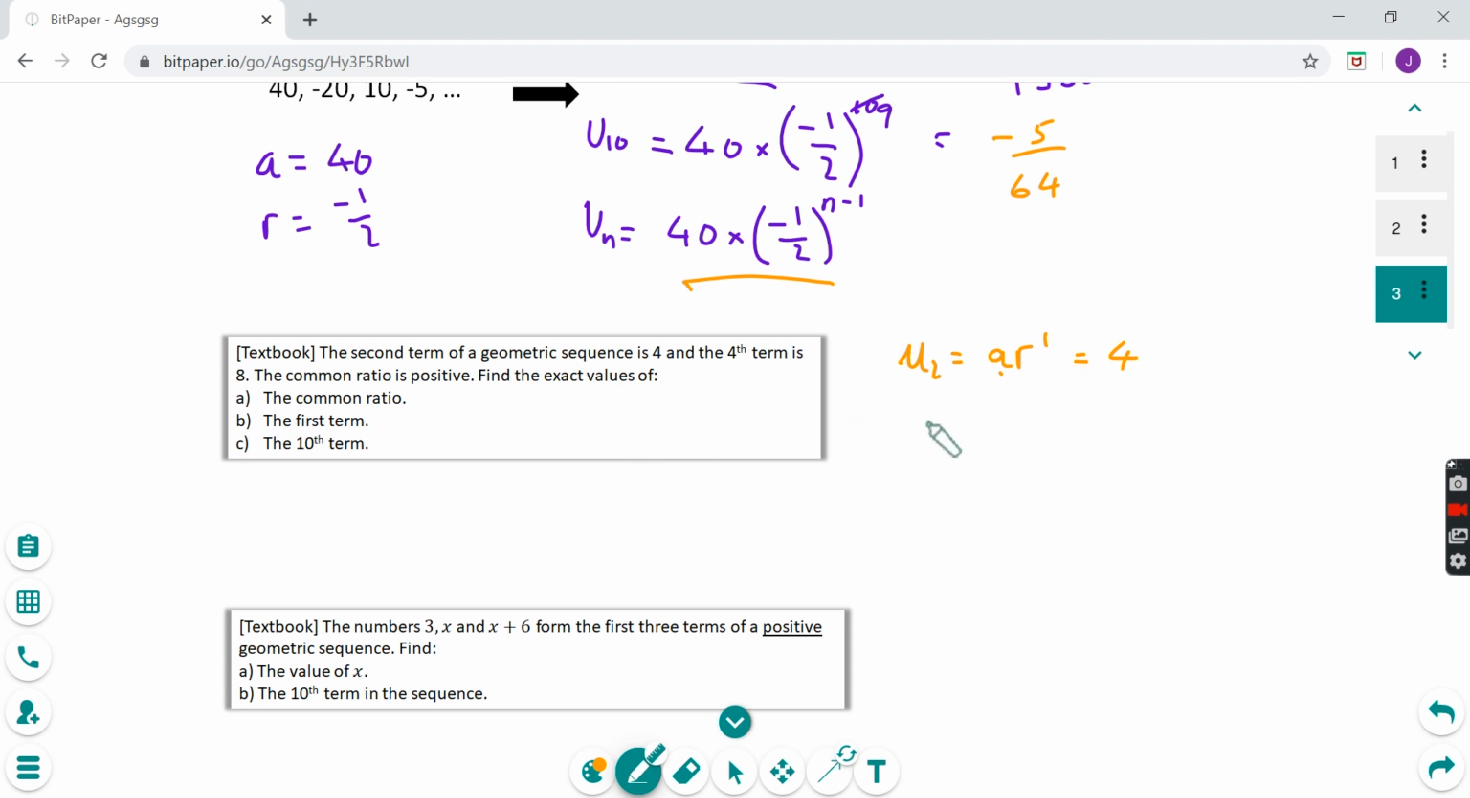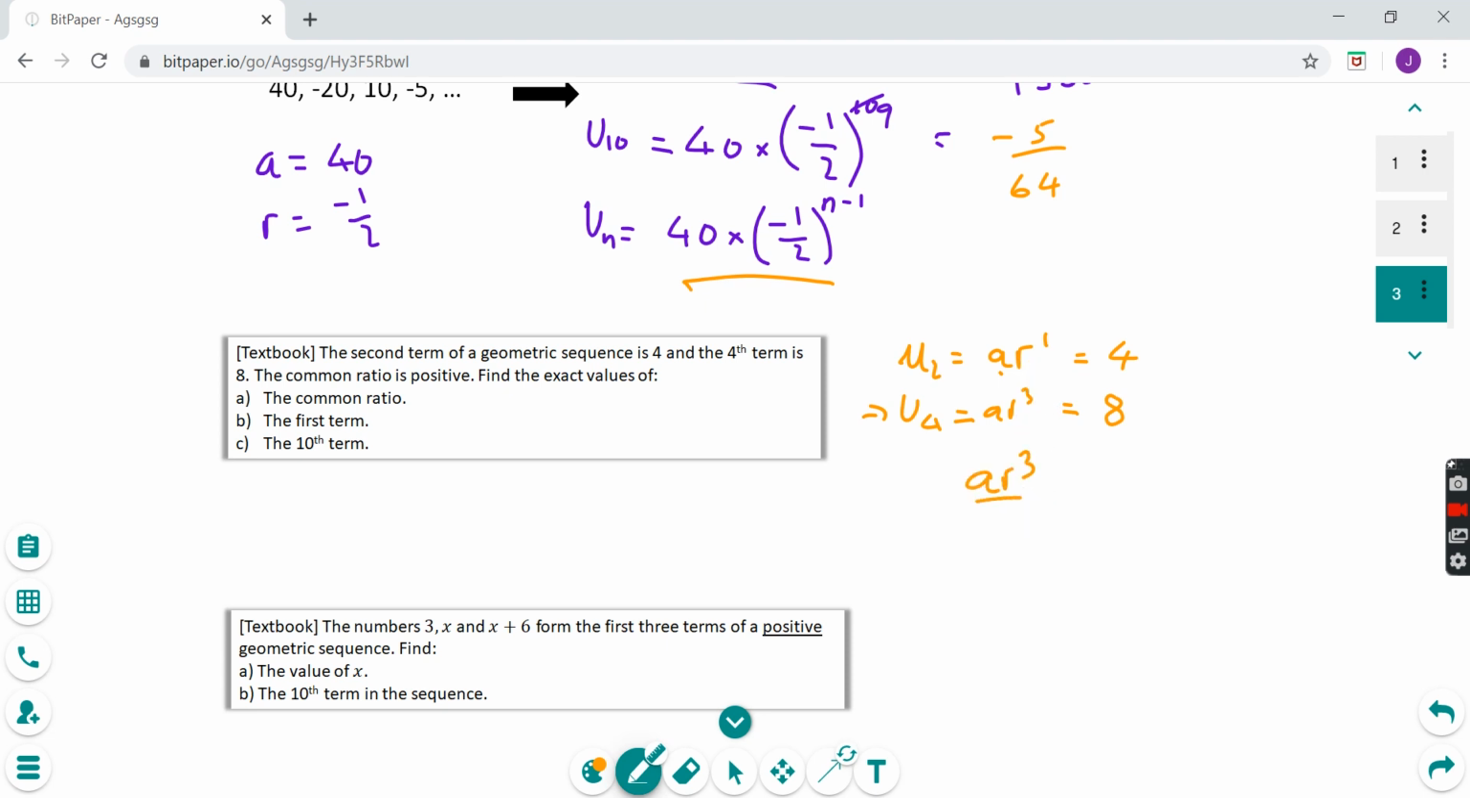The fourth term is 8. So the fourth term, again, n minus 1 is 3. The fourth term is 8, and find the ratio first. So there's a couple of ways you could do this. One, you could take this equation here on the bottom and divide it by the top one.